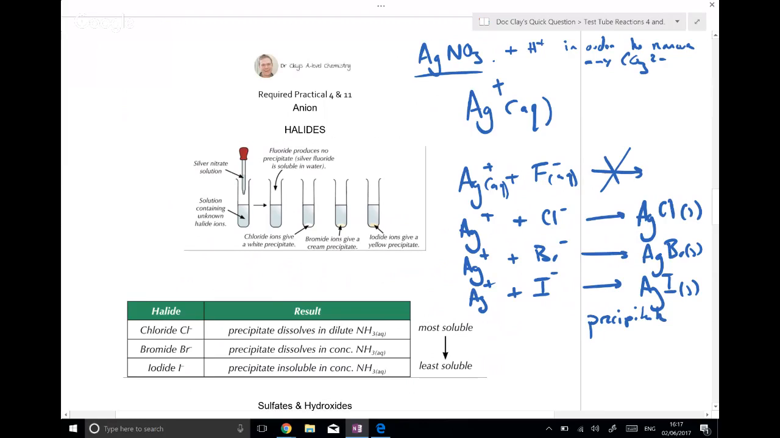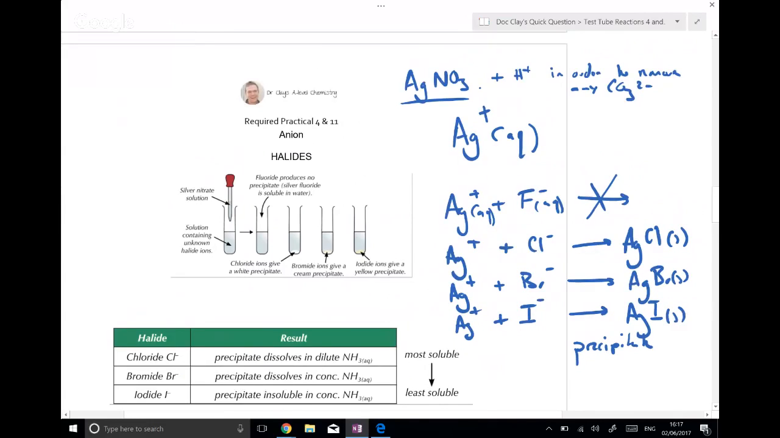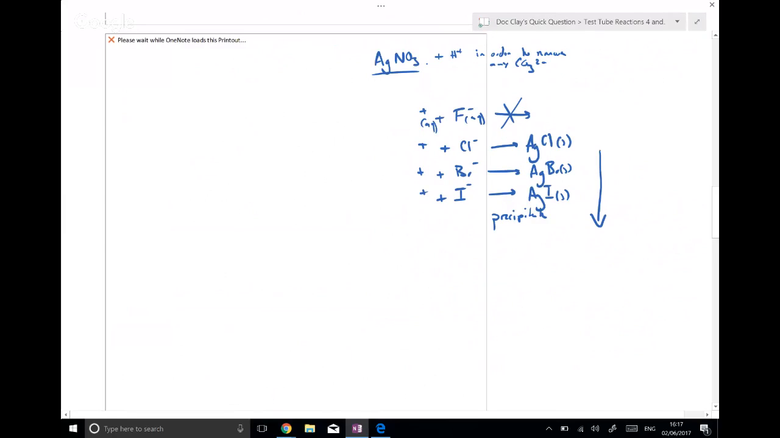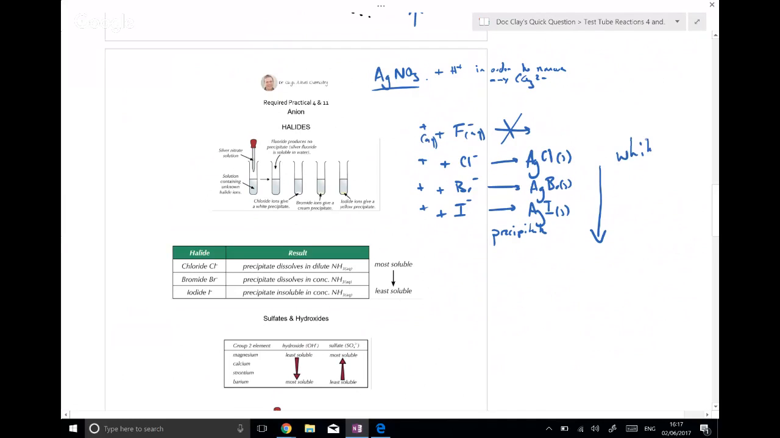Now, as you have hopefully seen before in some of the chemistry you've done, as you go down, these get darker. So as we go down, we go from white to cream to yellow precipitate. Now, these are not so obvious, and certainly the cream and yellow are really quite difficult to distinguish between.